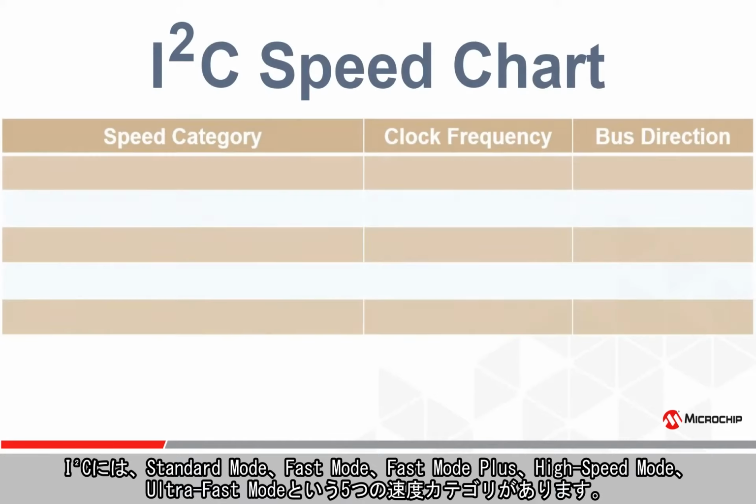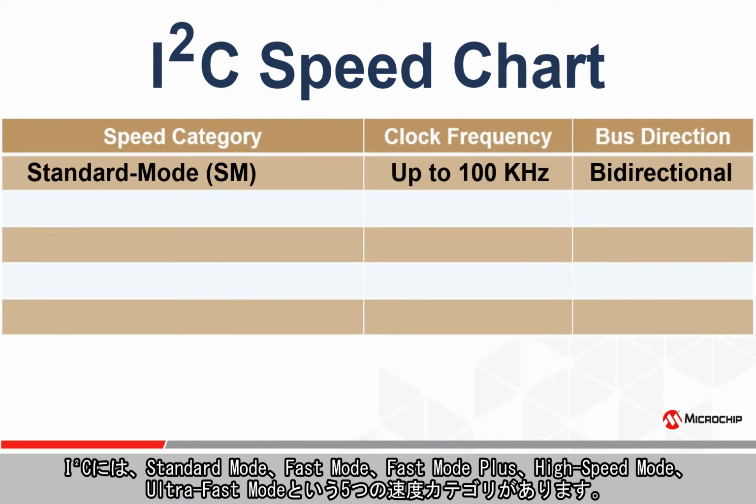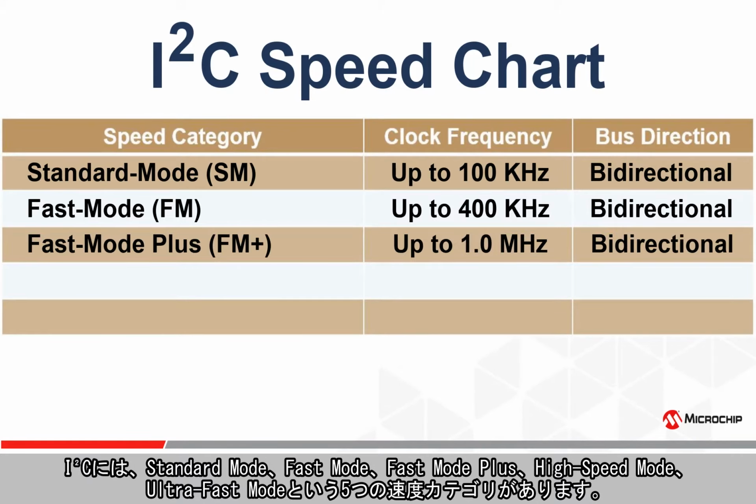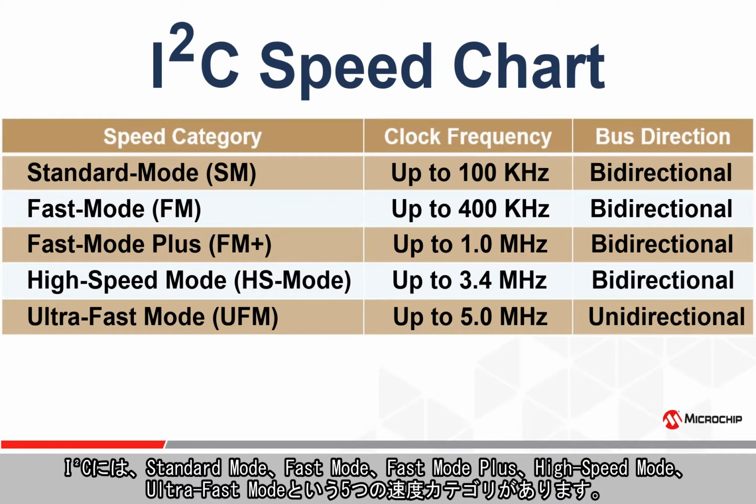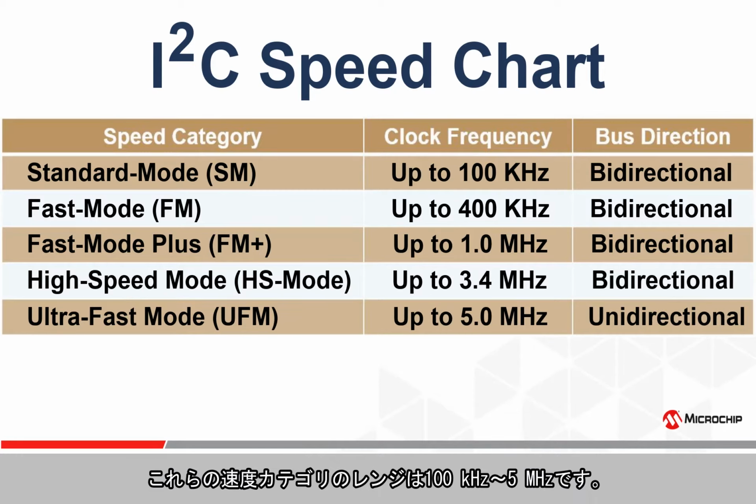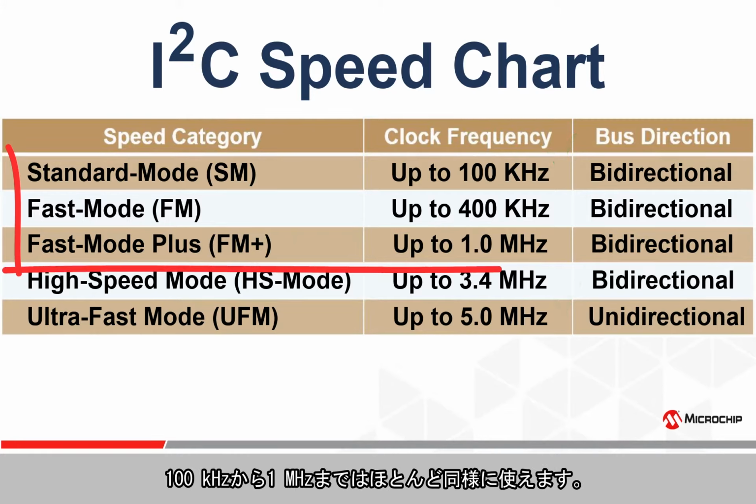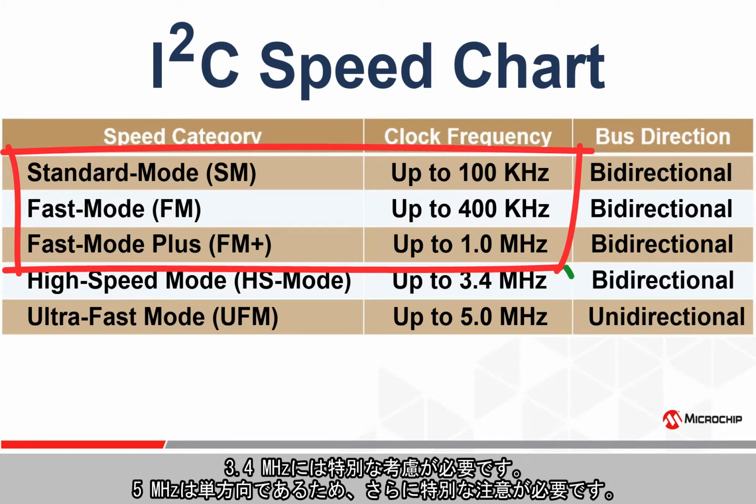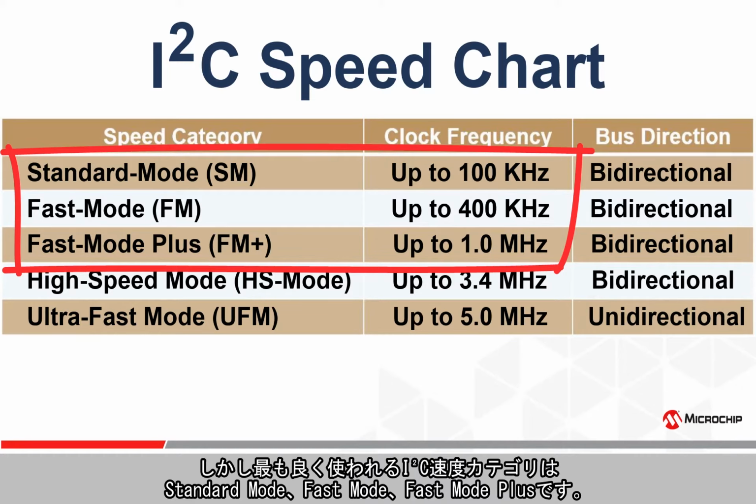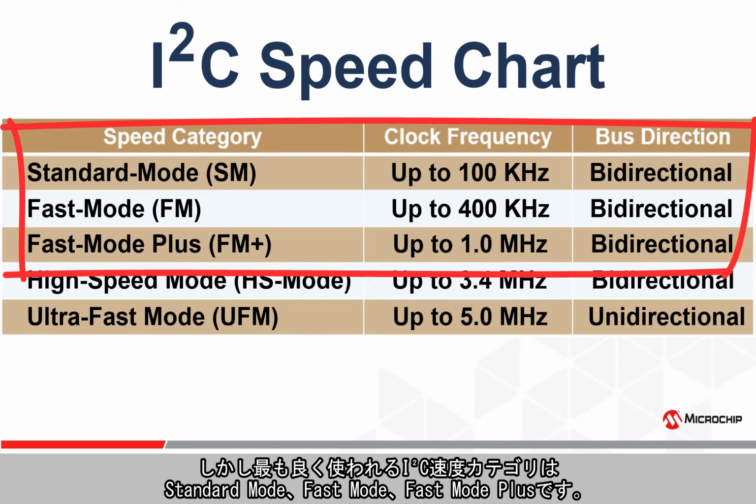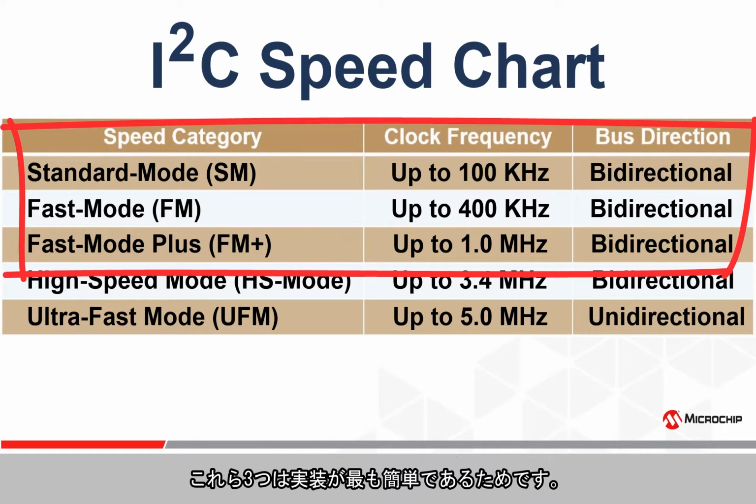In I2C, there are 5 speed categories, including standard mode, fast mode, fast mode plus, high speed mode, and ultra fast mode. These speed categories range from 100 kHz to 5 MHz. 100 kHz up to 1 MHz are very similar, while 3.4 MHz requires some special considerations, and 5 MHz, being unidirectional, requires yet even more special attention. But by far, the most common I2C speed categories are standard mode, fast mode, and fast mode plus, because these 3 are the easiest to implement.